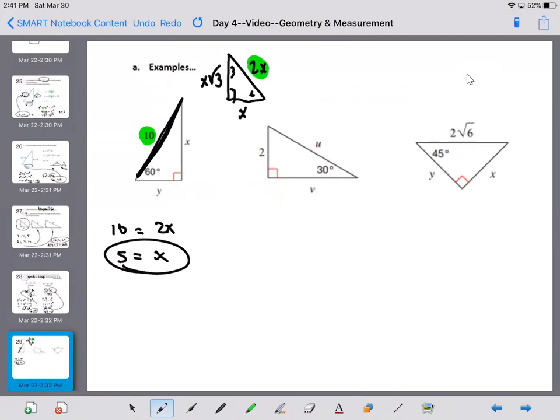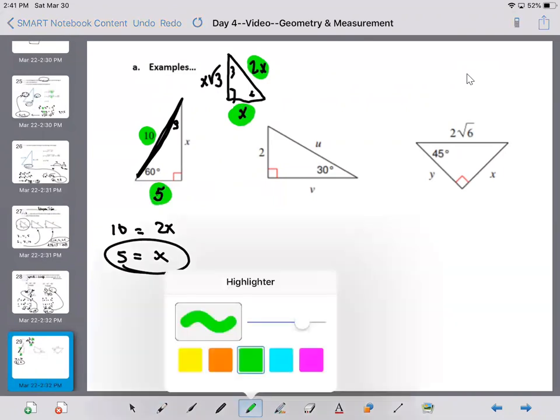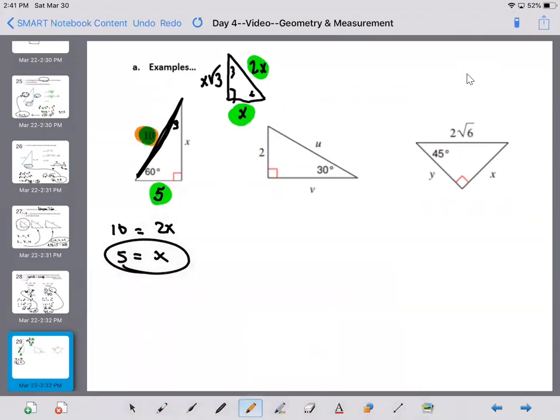Well, then that means that if this is the 30 degree, then this is 5. Back to the relationship up here. If this hypotenuse is 10, then 2x is equal to 10. X is equal to 5. So how do we figure out what this measurement would be? Well, if we know that x is 5, then this side here would be 5 square roots of 3.